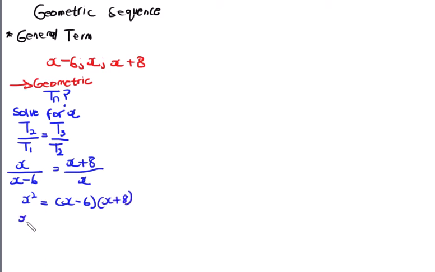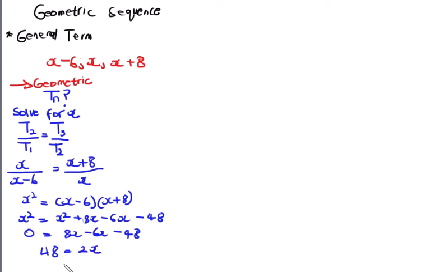Solving this out, we have x squared is equal to x squared plus 8x minus 6x minus 48. Then this will just be 0 is equal to 8x minus 6x, which is 2x, minus 48. Simplifying, we have 48 is equal to 2x, and for this, x is equal to 2. So we've got the value of x over here.